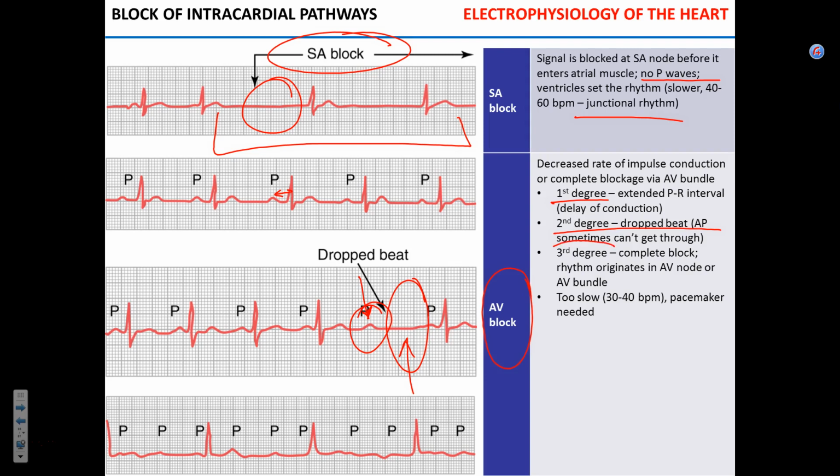And finally, a third degree block. Door is closed. Shut down. Complete block. All you get is ventricular depolarization. And this ventricular depolarization is set by AV bundle, hopefully not Purkinje fibers. You need a pacemaker. None of those. We get into AFib and VFib.